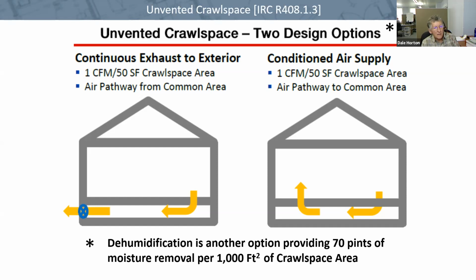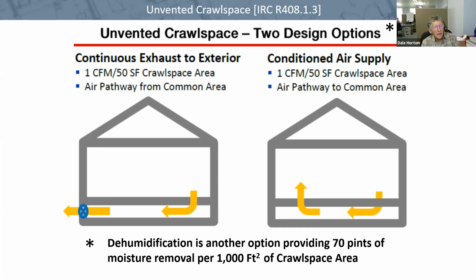Either the continuous exhaust vent in the foundation, or you supply air to the basement, or excuse me, the crawl space, and you have your pathway, which allows circulating air between the crawl space and the living space. There's yet one more option as an alternative to the exhaust fan, which is dehumidification, but I think it will be rarely, if ever, used in Montana.